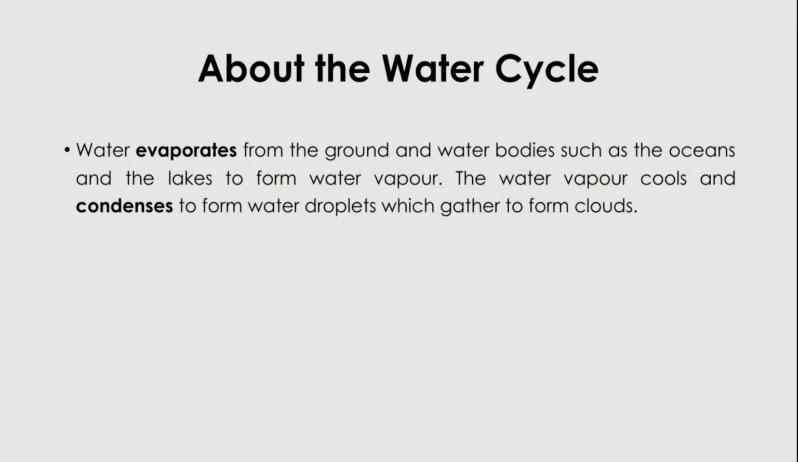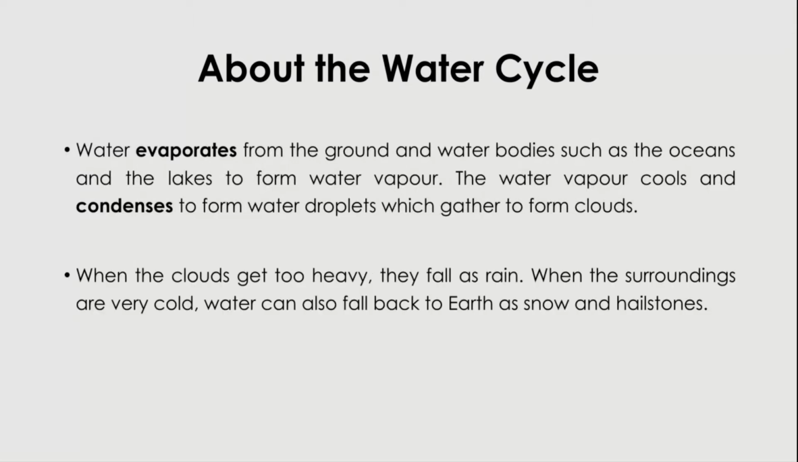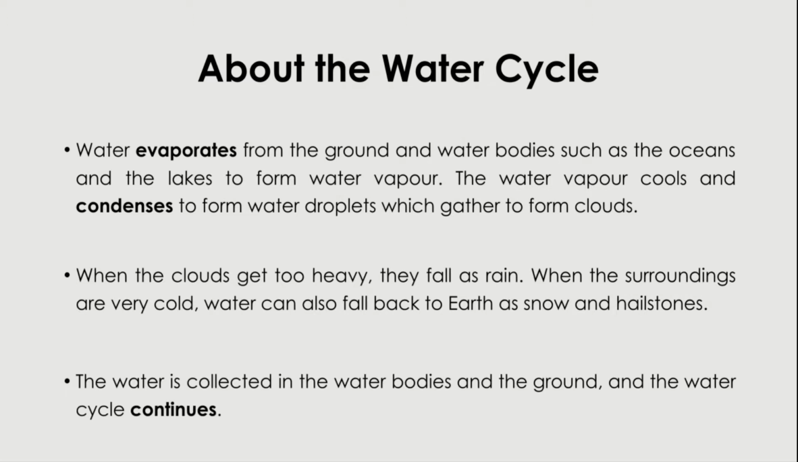The water vapor cools and condenses to form water droplets, which gather to form clouds. When the clouds get too heavy, they fall as rain. When the surroundings are very cold, water can also fall back to Earth as snow or hailstones. The water is collected in the water bodies and the ground, and the water cycle continues. So again, water evaporates from the ground and then it goes up and then condenses to form water droplets, which form clouds. And then the whole cycle continues.